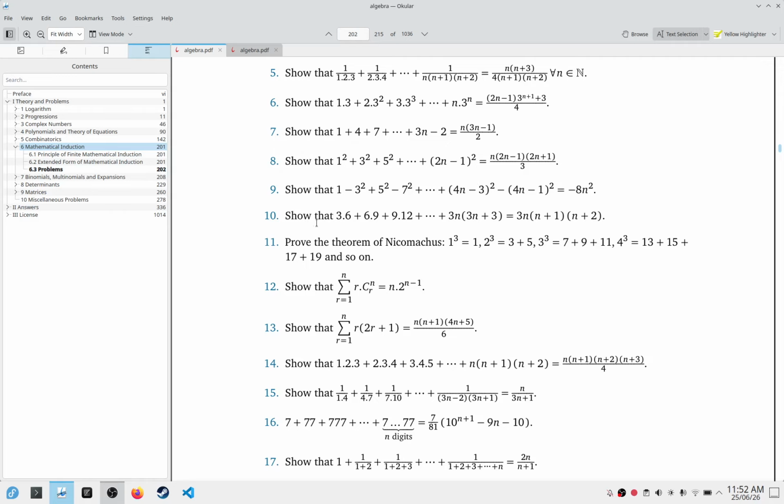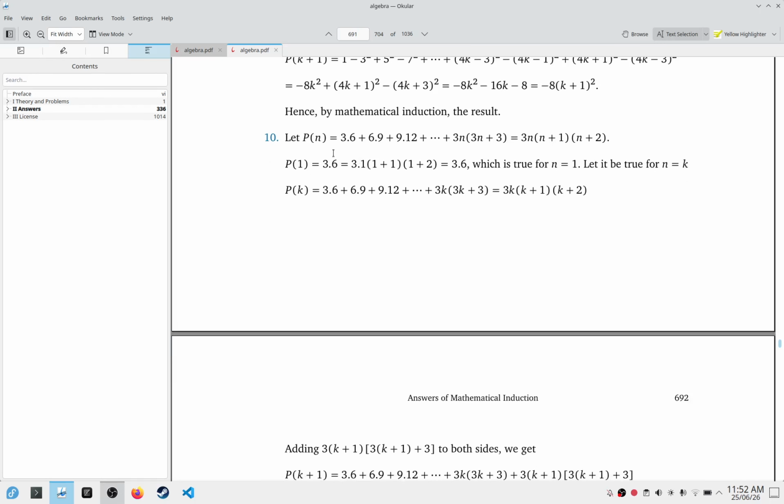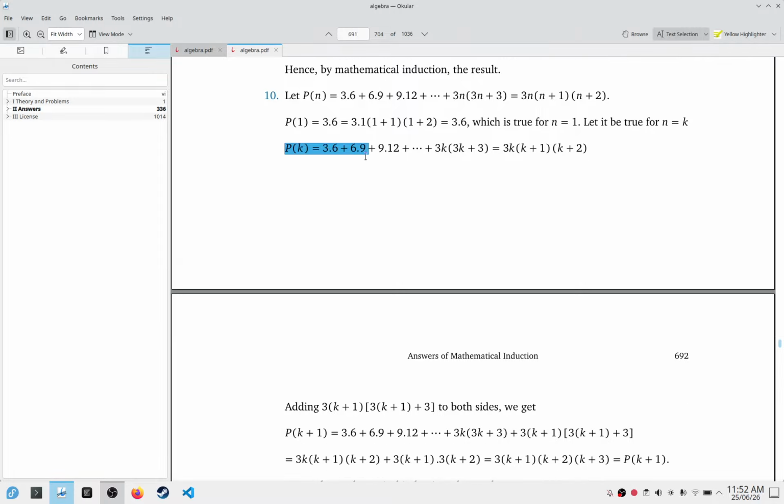Question 10 says: show that 3 times 6 plus 6 times 9 plus 9 times 12 up to 3n times (3n plus 3) is equal to 3n times (n plus 1) times (n plus 2). So we let n equal to 1, we get the left hand side as 3 into 6, and the right hand side becomes 3 into 1 times (1 plus 1) times (1 plus 2), which is essentially 3 into 6. Thus Pn is true for n equal to 1. We let it be true for n equal to k, we have this form.